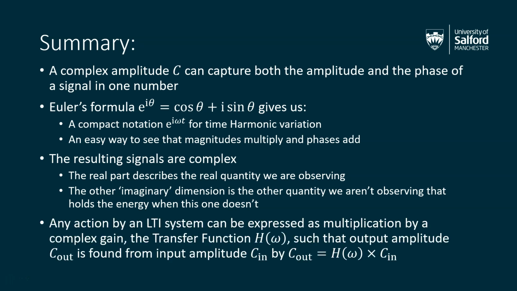And finally, the action of any linear time invariant system can be expressed as multiplication by a complex gain, the transfer function, which would depend on omega, such that the output amplitude C out is found from the input amplitude C in by C out equals H times C in. And that is fantastically useful, and is another really important reason why we use complex numbers so much of the time.